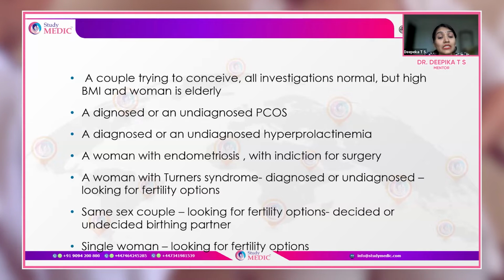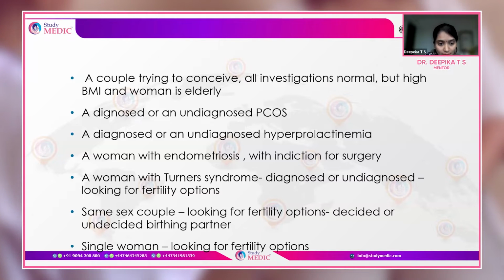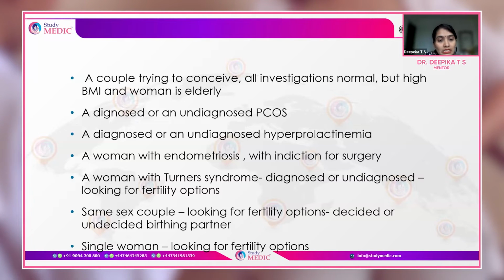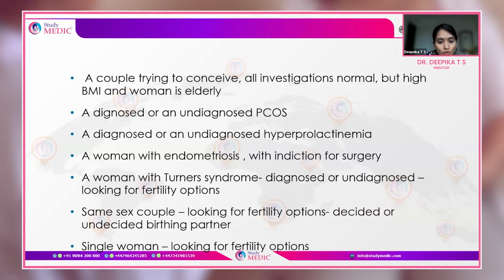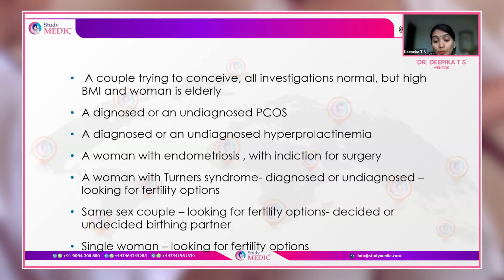And there could be a woman with Turner syndrome. So it could be diagnosed, or if karyotyping is done when she's coming to you, you have to break the bad news. And you have to talk about the fertility options. Same-sex couple, yes, you can get. So they may be looking for fertility options. So you can always ask whether they have decided the birthing partner. Then you have to stick on to the history with the birthing partner, and single woman looking for fertility options.